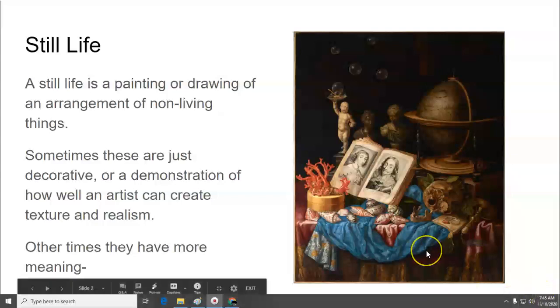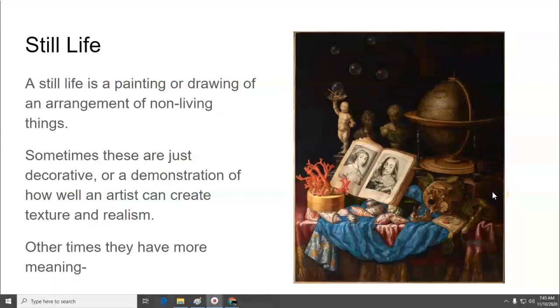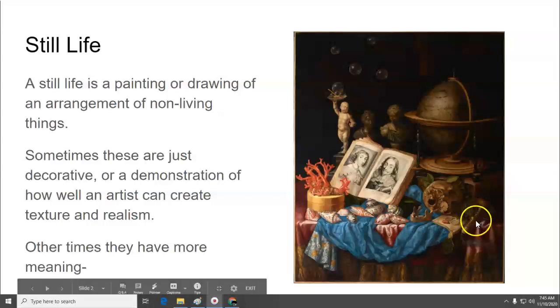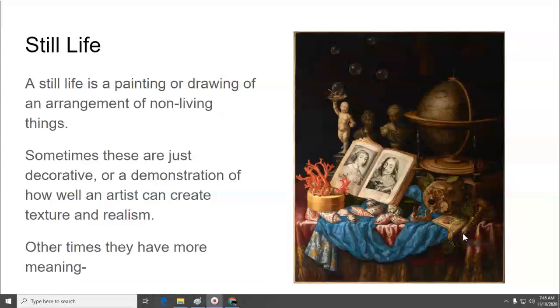So on the right here you see a still life, and look closely at it and notice some of the objects in there and think about why they might be there. You might think some things are just decorative, like the seashells and the coral and the book. But if you look a little closer, there are some things that may not make sense. There's a tipped over candle that's snuffed out.